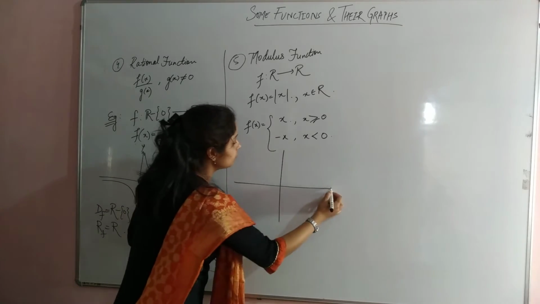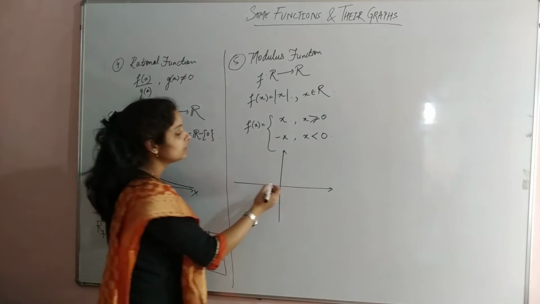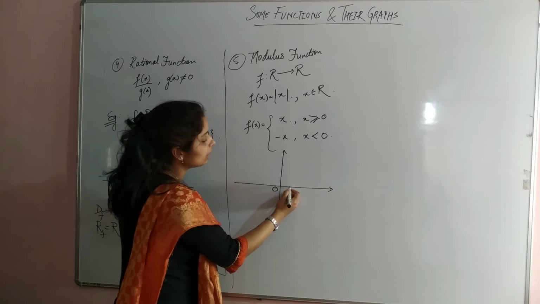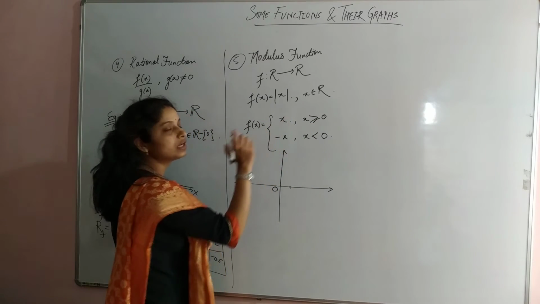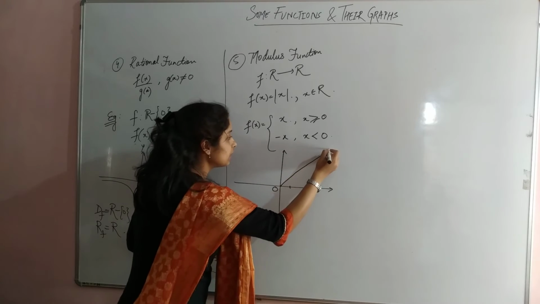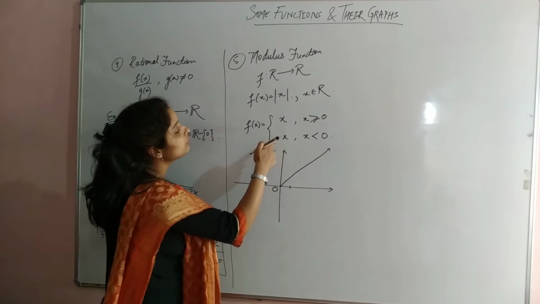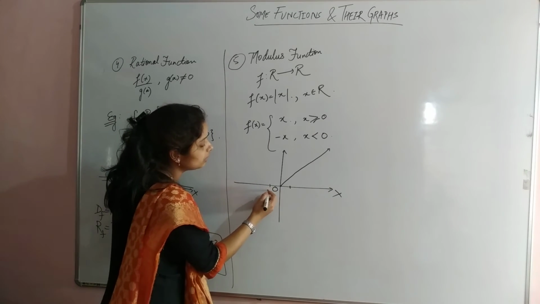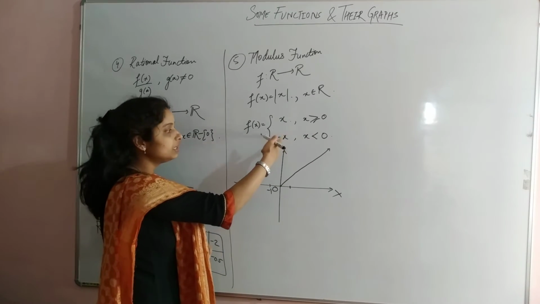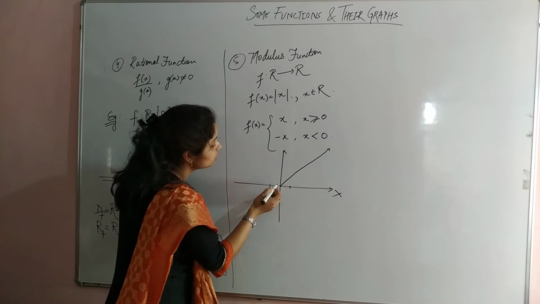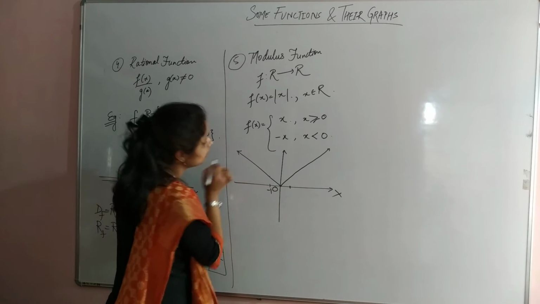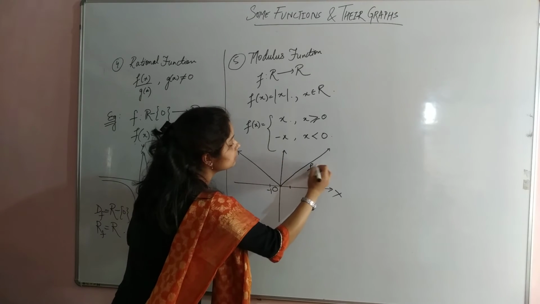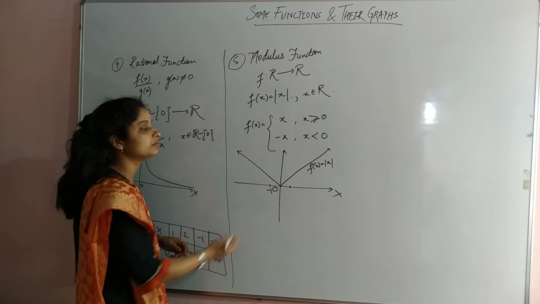Now let us draw the graph of this function f(x) = mod x. At 0, it gives 0, so this is the point. If we take 1, 1 is positive, so f(x) is again 1. For 2 it is 2, then 3, 4, likewise. Now if we take the minus values, minus 1, minus 2, minus 3, then for minus 1 we substitute this value here and get plus 1, so y is plus 1. Likewise, this is the second branch of this function. Clearly it is visible, this function is called the modulus function.